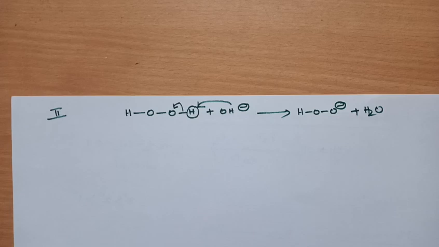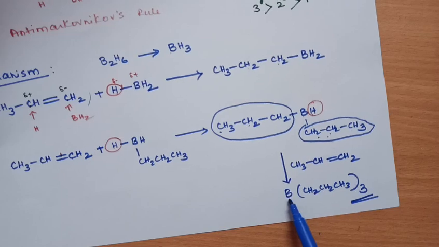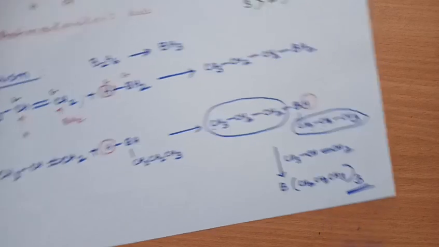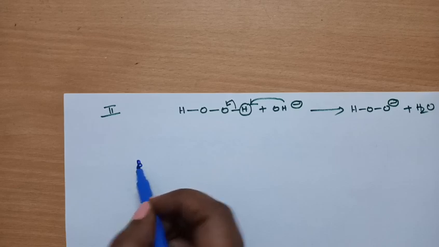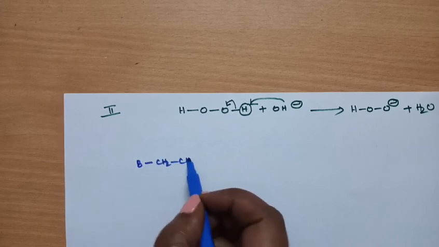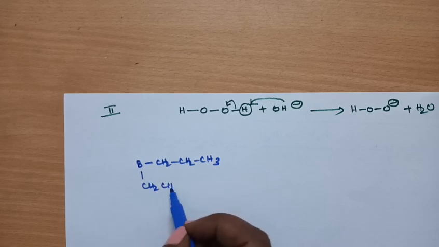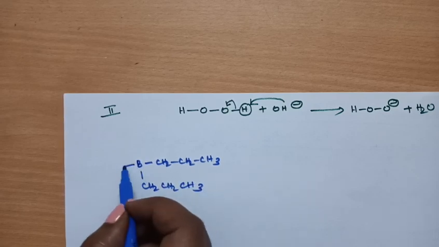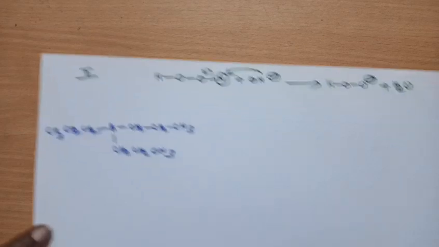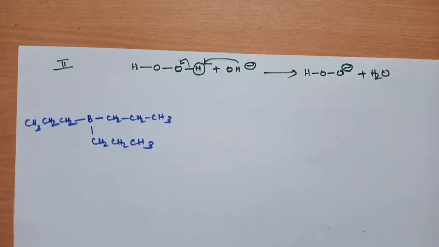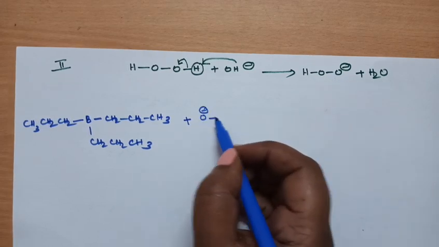Now we will take the product we got in the first step. In the first step what did we get? Boron attached to 3 times this group. So take here boron, CH2, CH2, CH3 is attached, CH2, CH2, CH3 is attached, CH2, CH2, CH3. So 3 times it is attached. This one we treat with HOO minus.